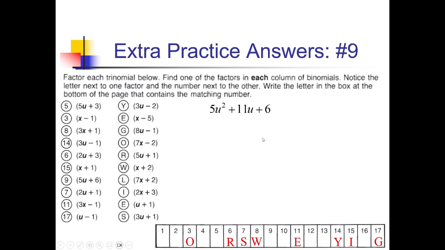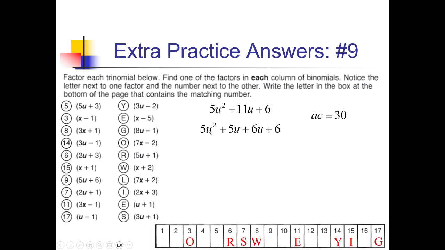On number 9, we have an AC value of 5 times 6, or 30. So I want factors of 30 that add up to 11. 1 and 30, 2 and 15, 3 and 10. None of this is adding up to 11. 5 and 6 works. So let me split this up into a 5u plus 6u.